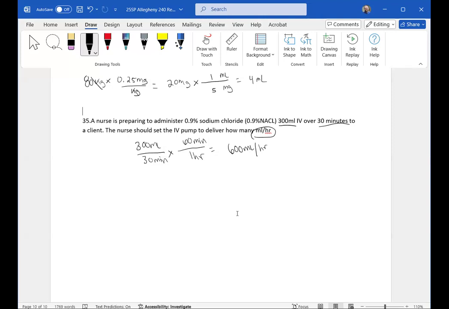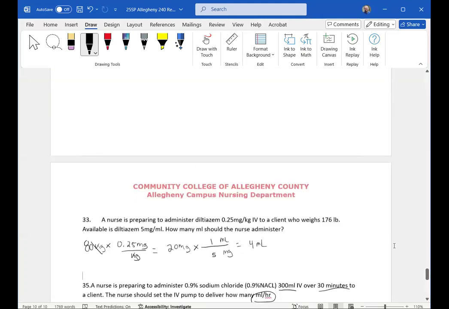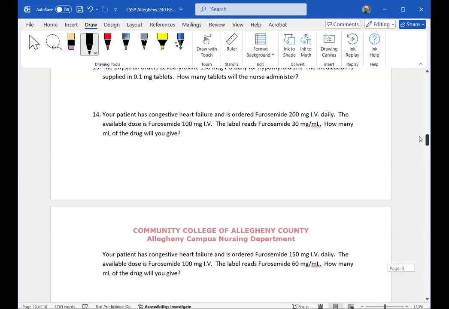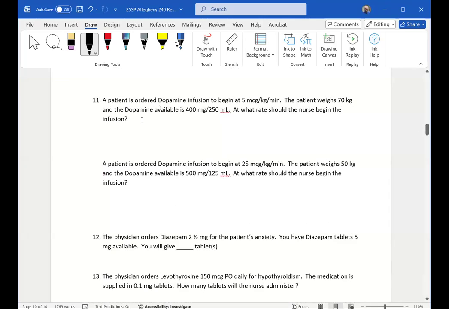Can you check question 11, please? I can't get the right answer for some reason. I think maybe there's some mistake. Is it this dopamine question? Yeah, it's kind of easy, but I can't get the right answer. The answer is 22 milliliters. Can you just check it?